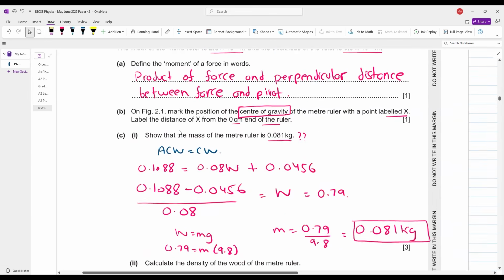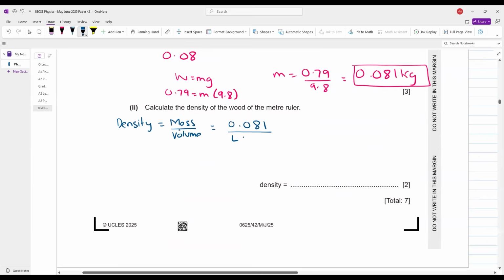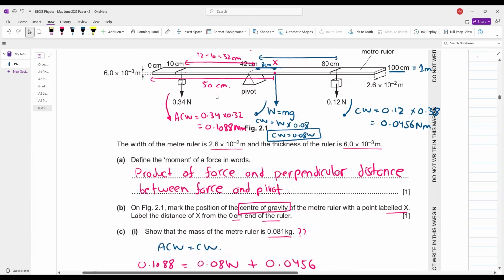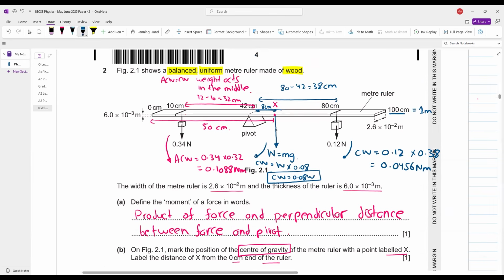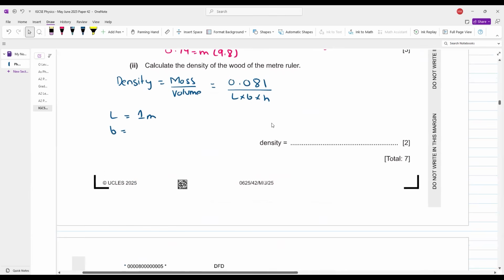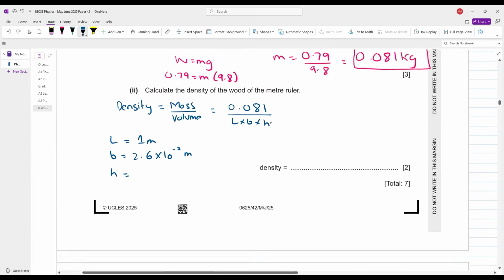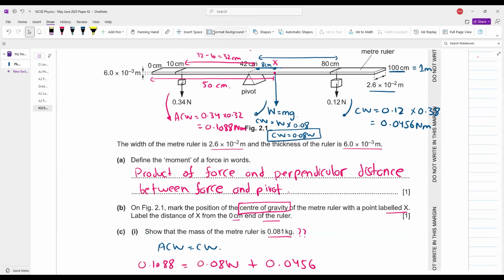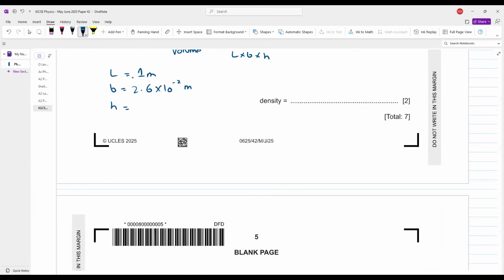What is the formula for volume? Volume is length into breadth into height. Length of the meter rule is equals to 1 meter. What is the breadth? Where did the breadth go? Here it is. 2.6 into 10 raised to the power of minus 2 meter is your breadth. What is your height or thickness? 6 into 10 raised to the power of minus 3.